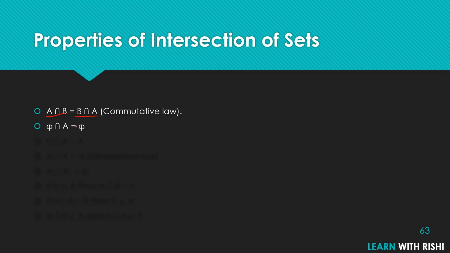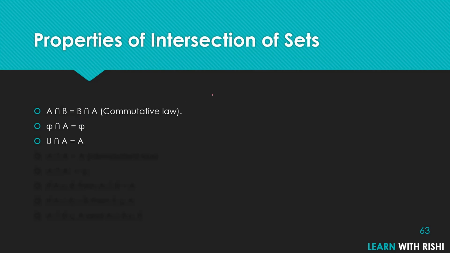Phi intersection A is equal to phi. Null set intersection some set is going to be phi because there is nothing common. In null set, you don't have any element, so there is no element common. So your answer is going to be the same, that is an empty set. Universal set intersection set A is equal to set A.